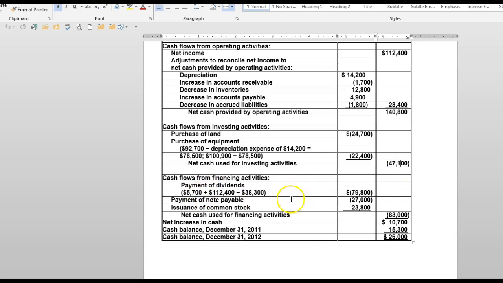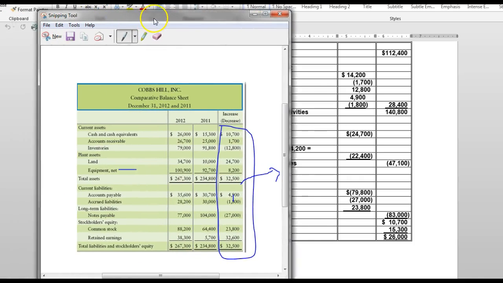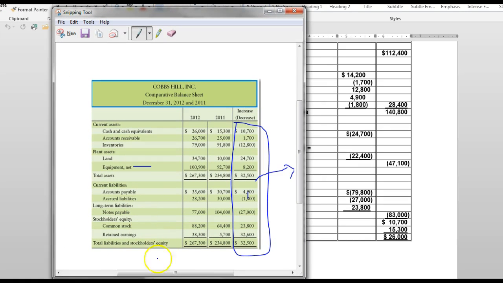And now we're going to look at financing activities. And they tell you right up front, there is no sale of land, there's no issuance of notes payable, there's no retirements of stock, and there's no treasury stock. So all we have to worry about are dividends. And if you look at, right here, retained earnings, how we figure retained earnings is net income added to the retained earnings, and then you subtract dividends. Well, if I add these two together, it does not come up to $38,300.